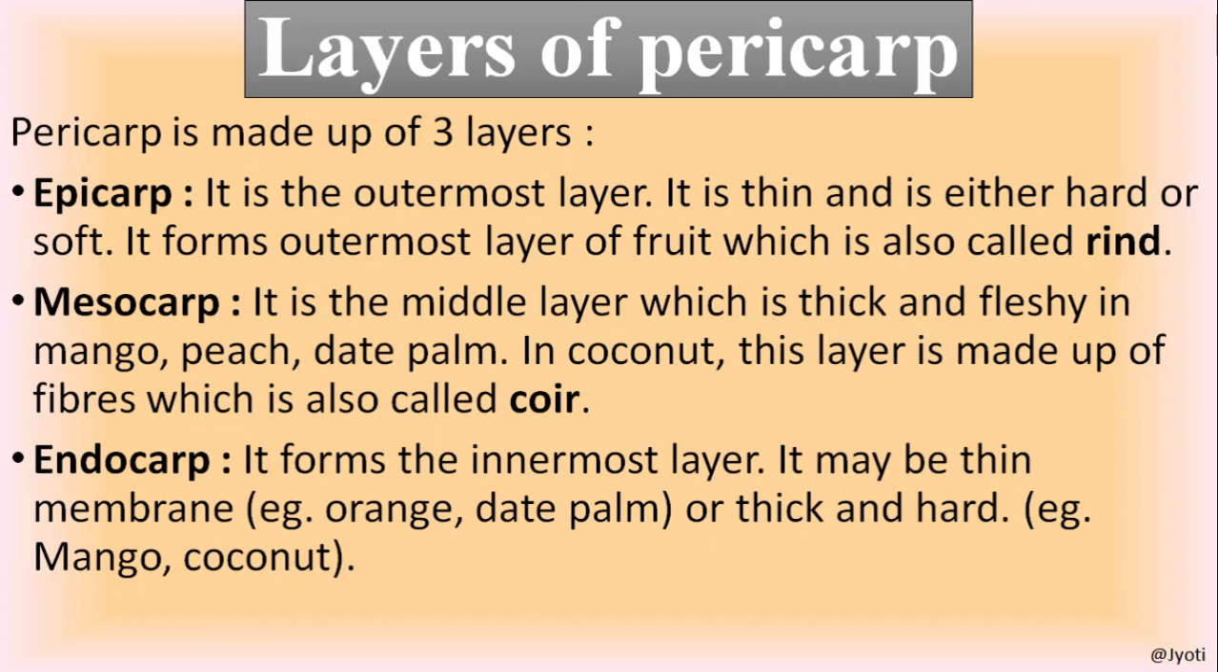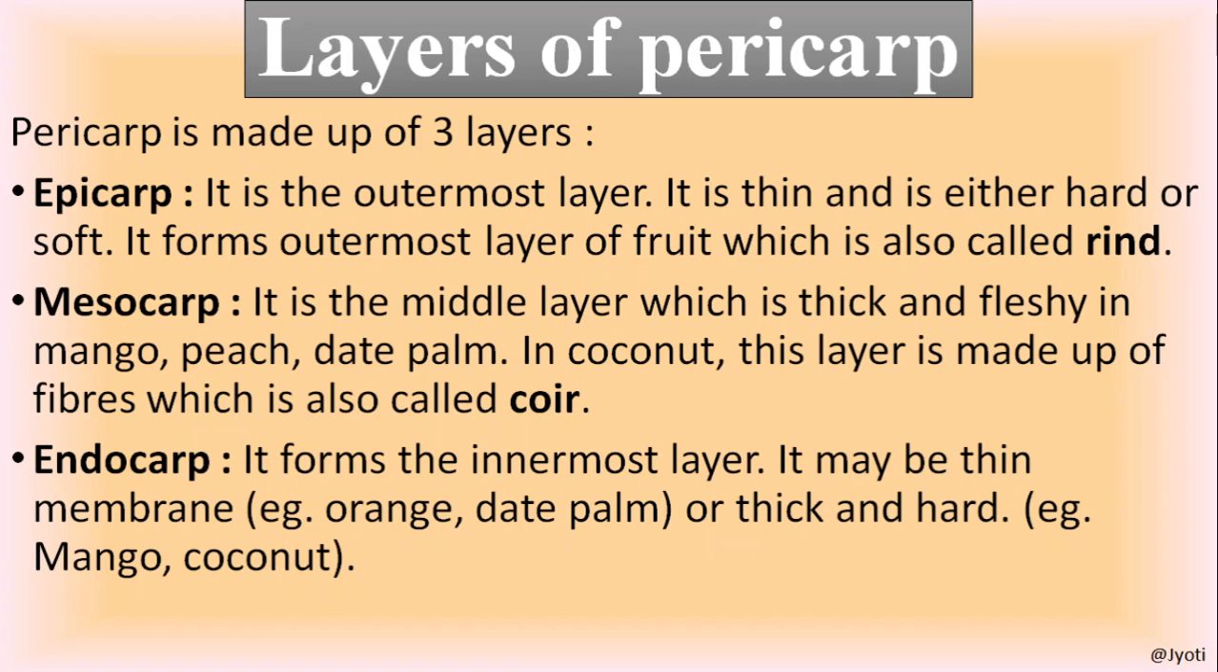But in coconut, it is made up of the fibers which are called coir. If you take coconut, the outer green part is the epicarp, which is not edible, below which the fibers are present. That is called the mesocarp, which is also not edible. Then the inner endocarp is also hard in case of coconut, that is also not edible. Then what is edible in case of coconut fruit? Inside the seed, the white color kernel is present. That is the endosperm of the seed is the edible part.